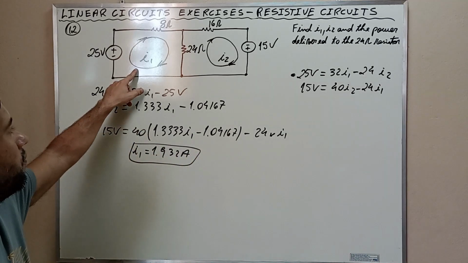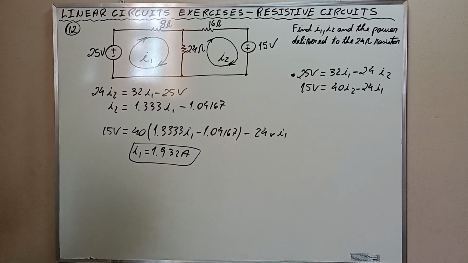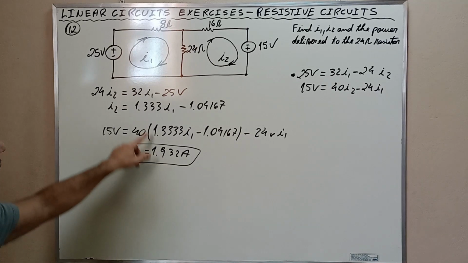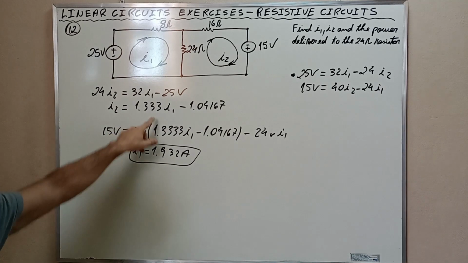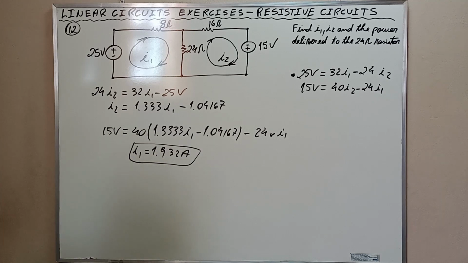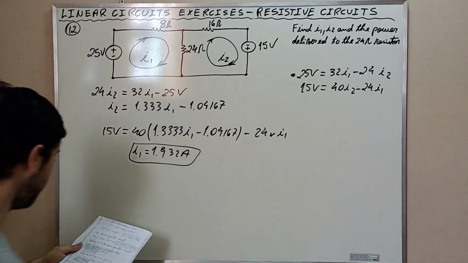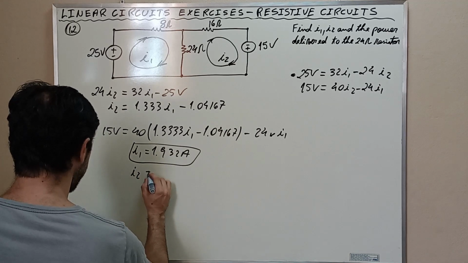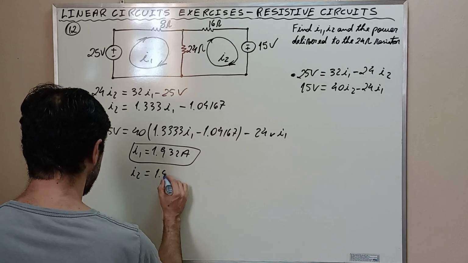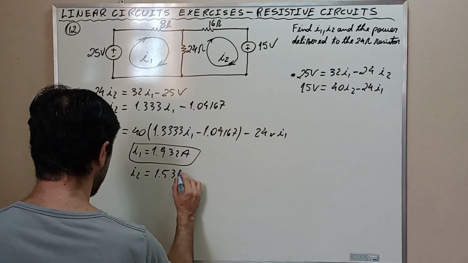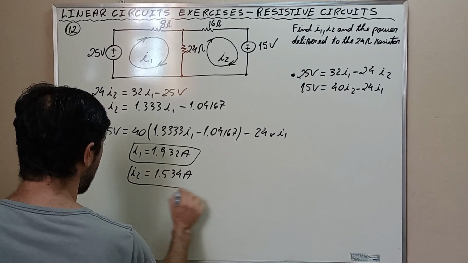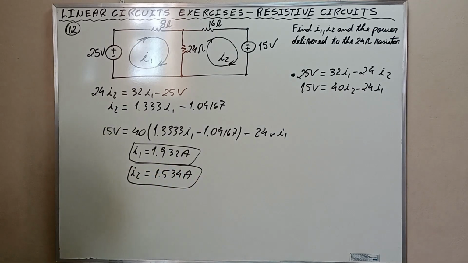We already found the value of this current. We can take this value here and put it in this expression here to find the value of I2. Using this, we find that I2 is equal to 1.534 amps. Okay, my friends, these are the values of the currents.